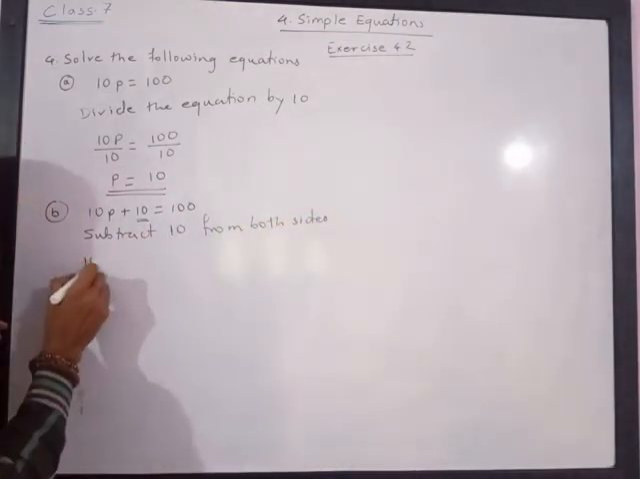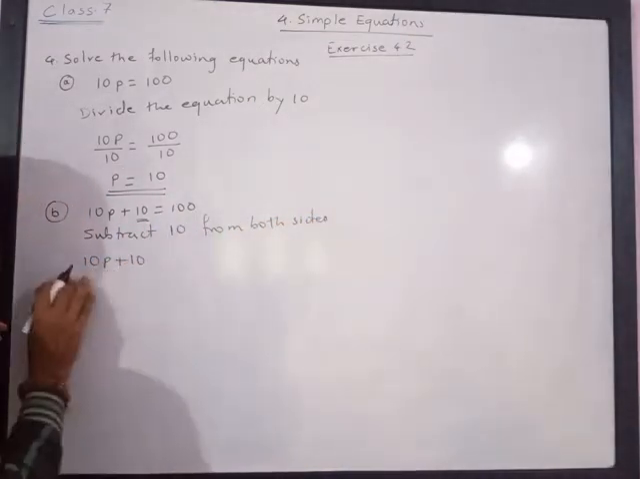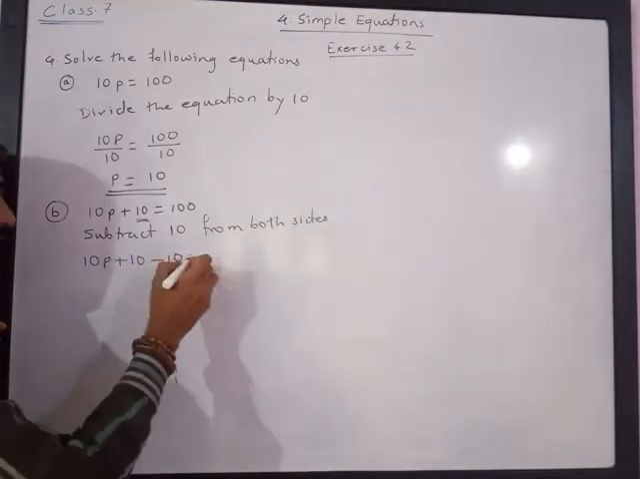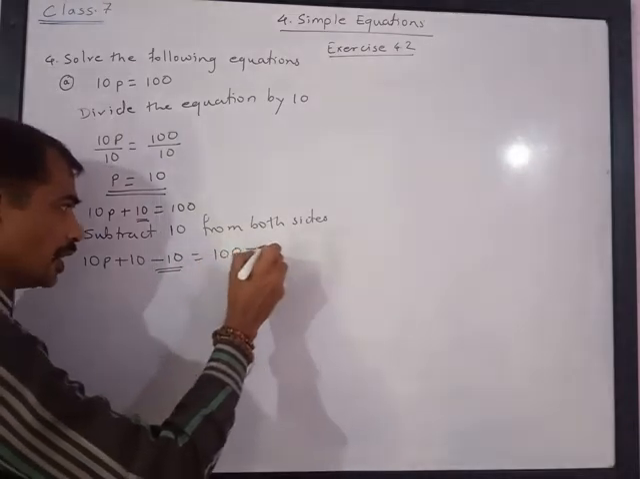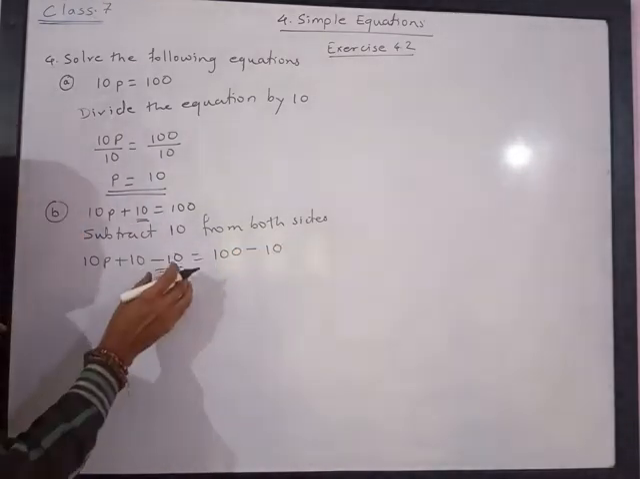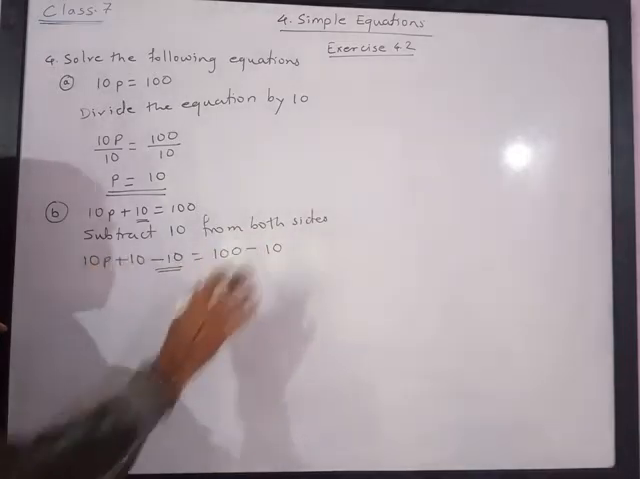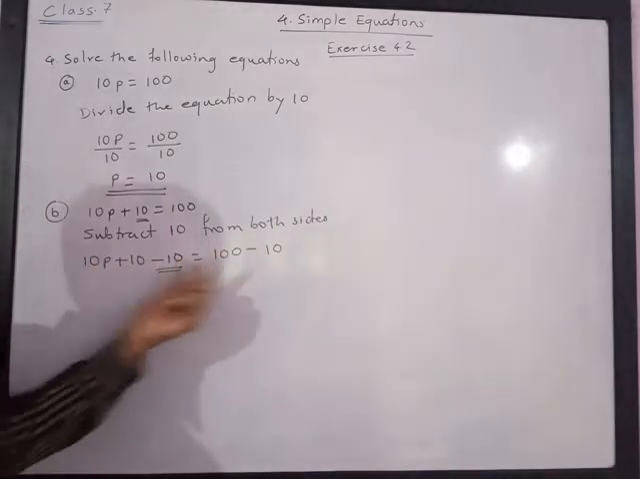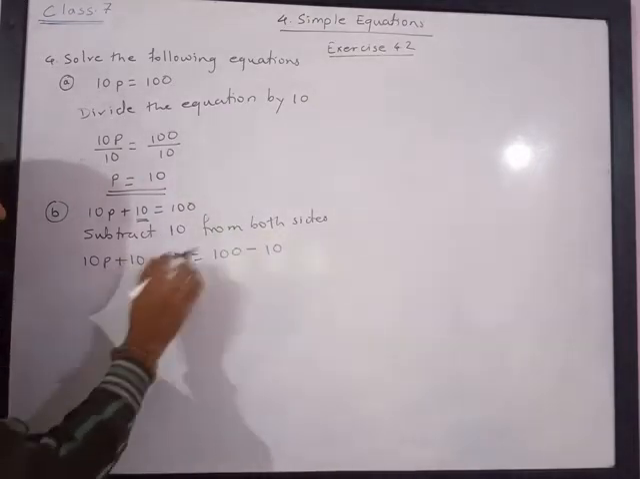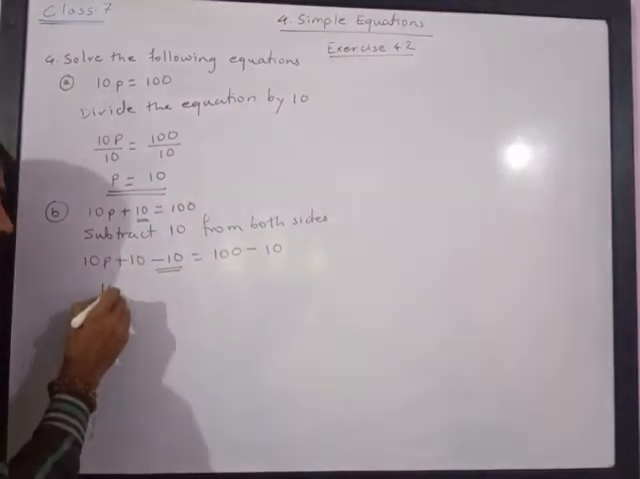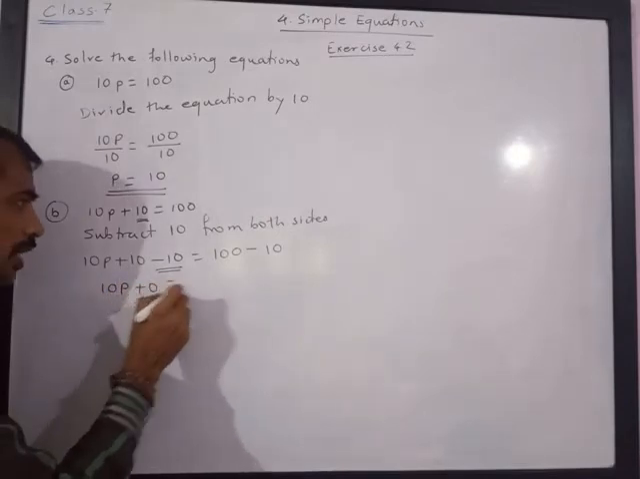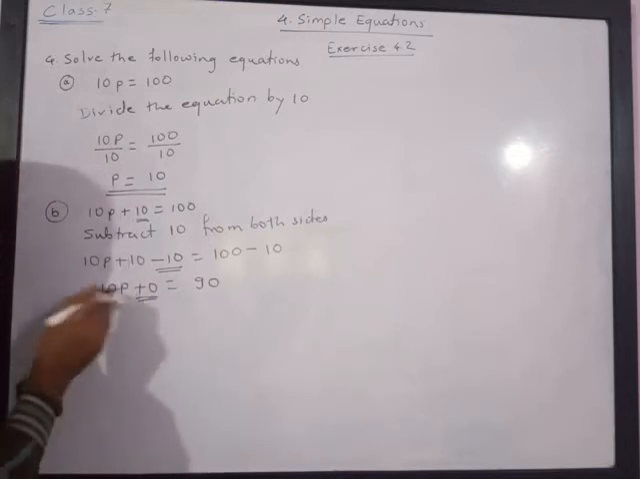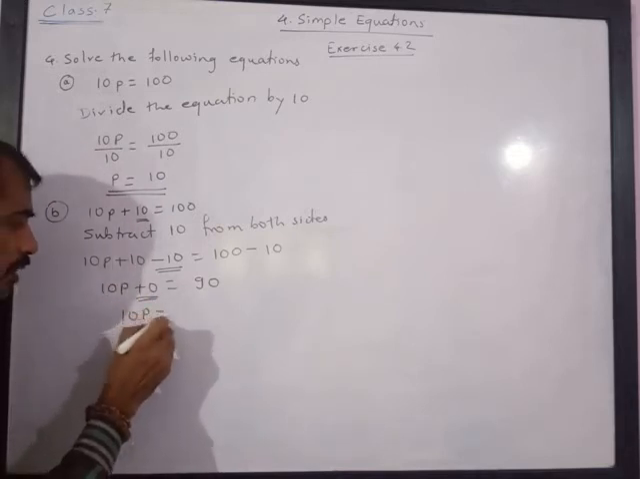We will have 10p + 10 on the LHS, minus 10. So we have subtracted 10 from the left hand side, and we have to subtract 10 from the right hand side as well. We have already studied that if the same number is added or subtracted on both sides of an equation, the equality does not change. So 10 minus 10 is 0, and 10p + 0 = 100 minus 10, which is 90. Plus 0 means 10p itself. We have got 10p = 90.